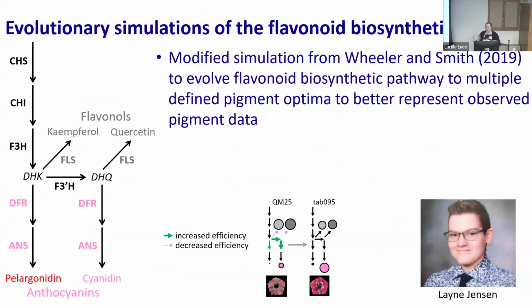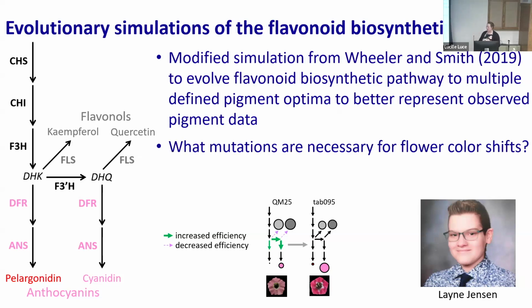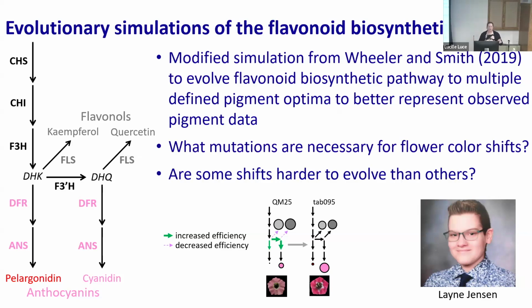Lane Jensen graduated a little bit ago. They're actually doing a PhD at the University of Buffalo now. They worked on evolutionary simulations of the biosynthetic pathway. We modified simulations by Wheeler at Smith and changed it so that we could evolve towards having multiple optima to reflect the pigment data we have. And so we can ask questions about what are the mutations that are necessary for flower color shifts to happen, and are some shifts harder to evolve to than others?